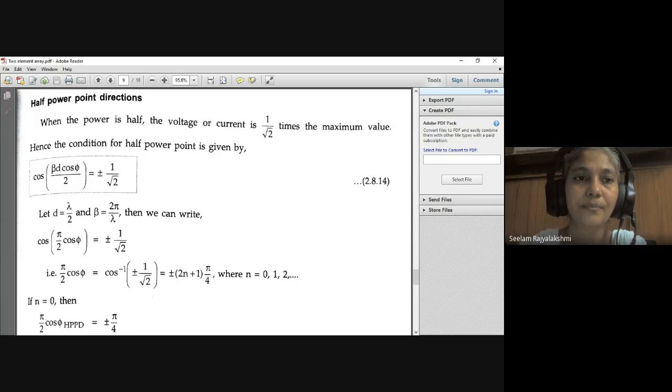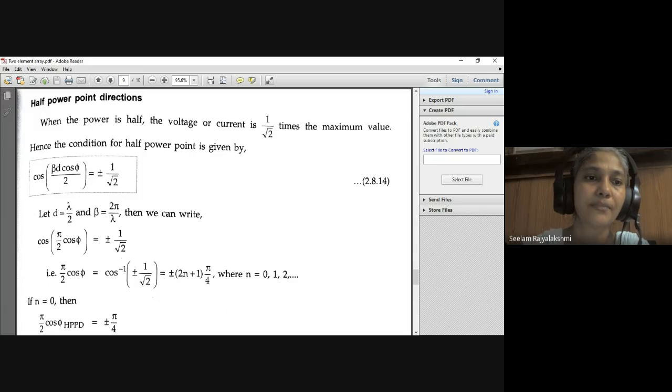We have already seen the maxima direction and minima direction. Now the half power point directions. When the power is half, the voltage or current is 1 by root 2 times the maximum value. Hence the condition for half power point is given by cos(beta d cos phi / 2) equals plus or minus 1 by root 2. Here also we consider the spacing between the two point sources as lambda by 2, and beta is 2 pi by lambda.